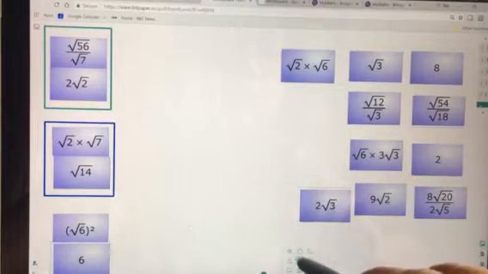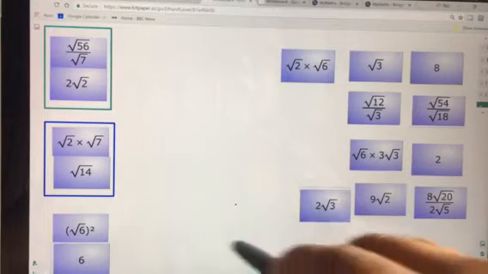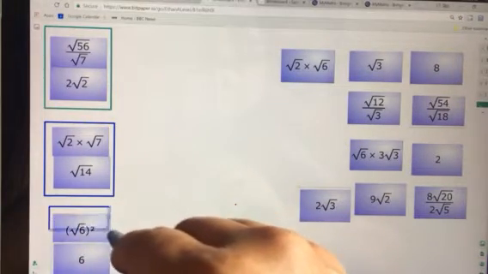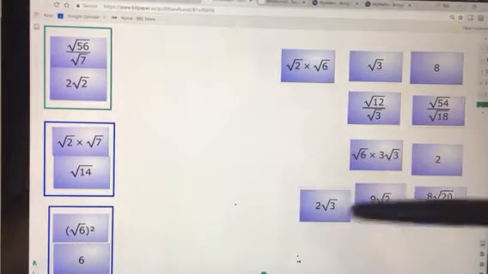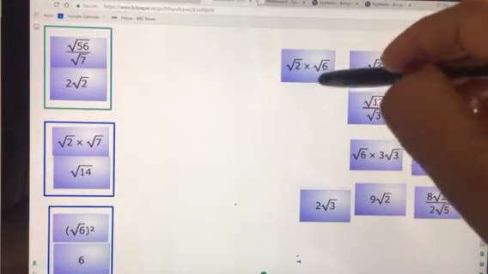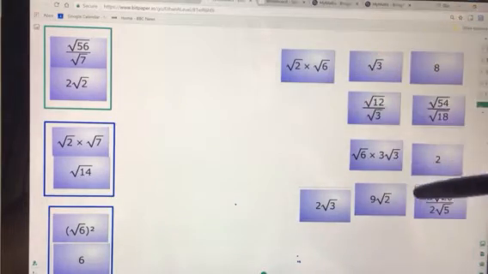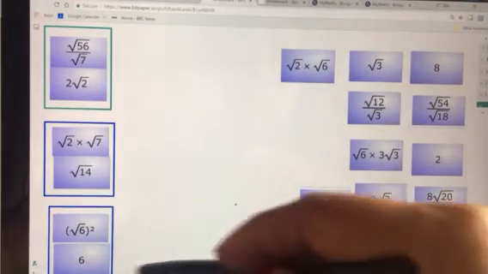This is assuming that you know your surds. If you don't, you might have to go back to that topic and revise it. I'm just showing you what you can do with Bitpaper. It's so interactive. So now you have square root of 2 times square root of 6, which will give you square root of 12. Have you got square root of 12 there?